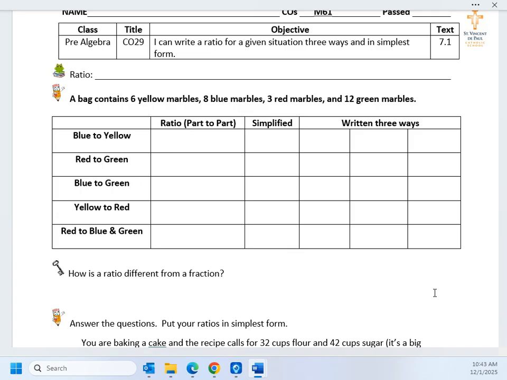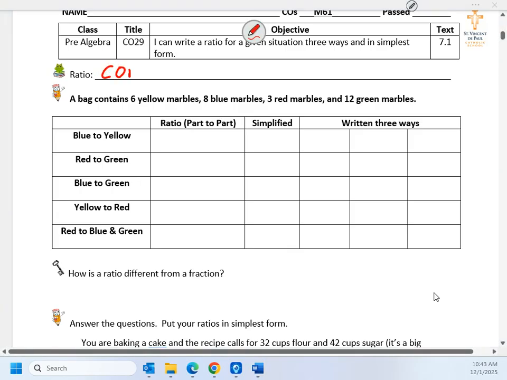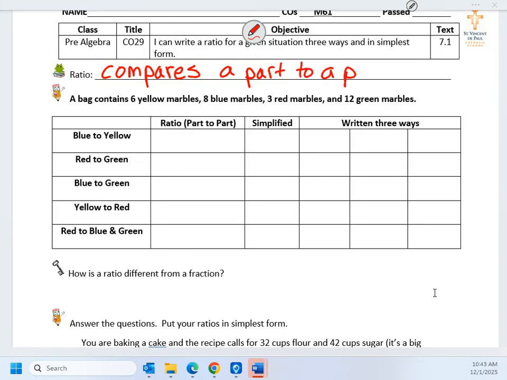A ratio compares a part to a part. So, we're going to look at what ratios look like. There are 3 different ways we can write a ratio. And we need to understand that no matter which way it's written, it means the same thing.